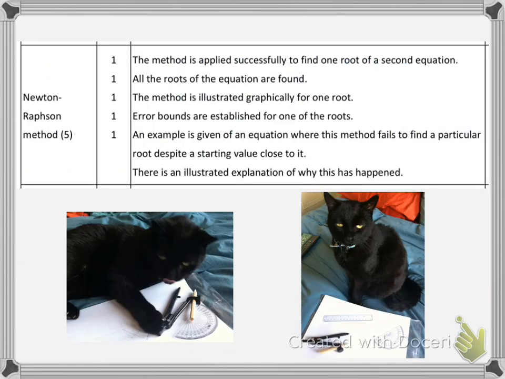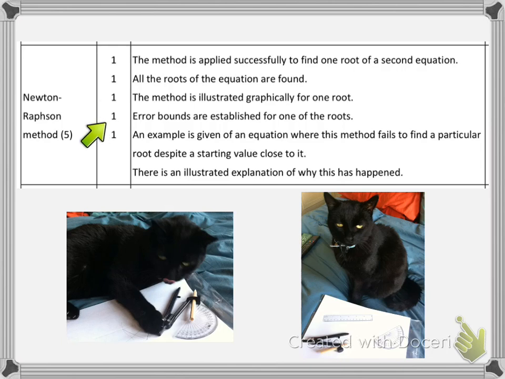And finally, here is the mark sheet, the assessment sheet. You'll notice this method has 5 marks. So you get 1 mark for finding one root and then another mark for finding all the roots. So if you've done a cubic with 3 roots, that means finding all 3 roots correctly gets you 2 marks. Your illustration, as long as it's done correctly and all fully annotated, will get you 1 mark.